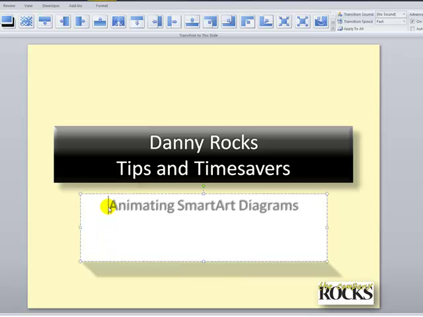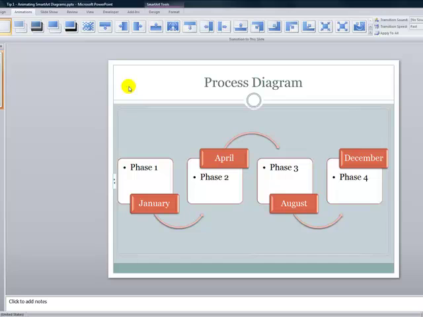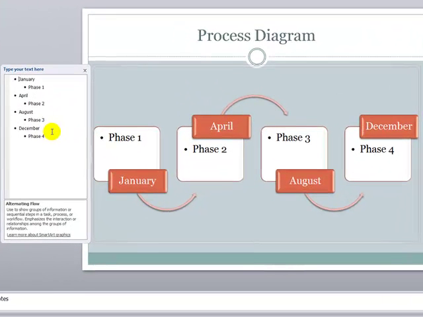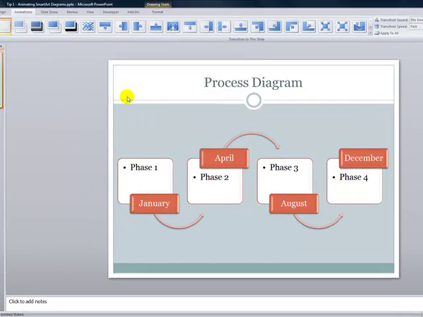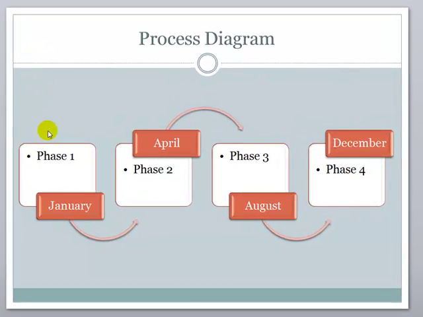I'm Danny Rocks, and in today's lesson I'm going to show you how to apply animation effects to SmartArt diagrams in PowerPoint. SmartArt diagrams were introduced in Office 2007. With a SmartArt diagram, we're able to transform ordinary bullet points into business intelligence diagrams. Here's a template that I downloaded from the Microsoft website. It's a SmartArt diagram. It describes the rollout of a process over the course of a year.